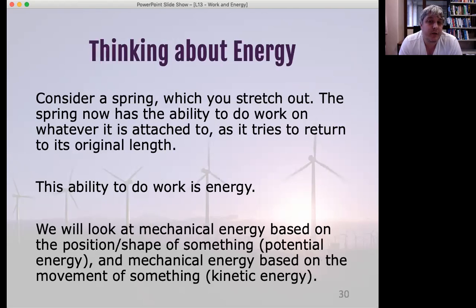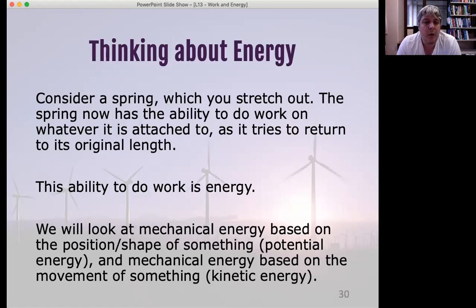Consider a spring which you stretch out. The spring now has the ability to do work on whatever it is attached to. You've got a mass on the spring, you pull it out, you let it go, the spring will do work on that mass by applying a force to accelerate the mass back towards its original unstretched length. That ability to do work is the energy. So that spring has the ability to do work when you pull it out. When you let it go, it then does the work and it retracts to its original length. And as it does so, it does work on the object by pulling it, by accelerating it back towards the center.